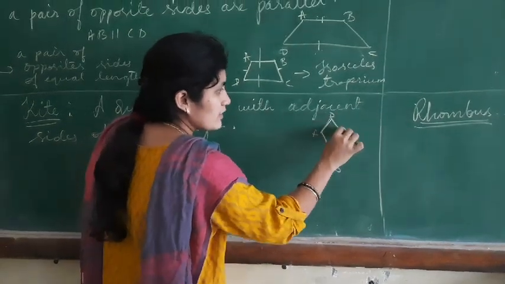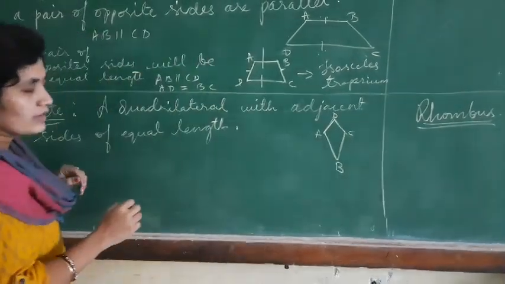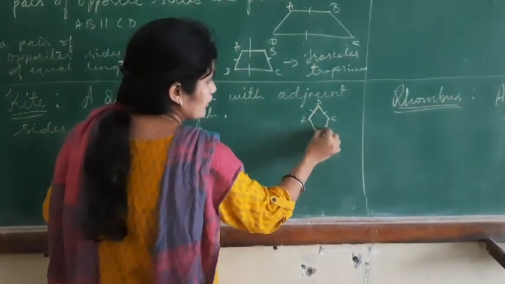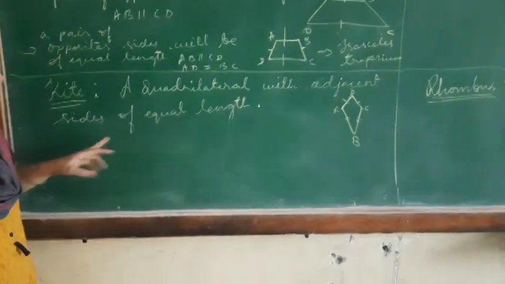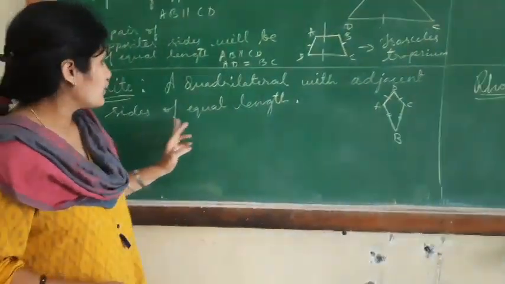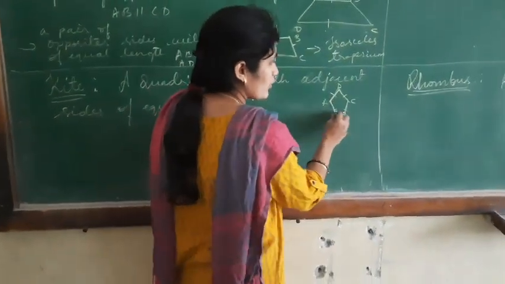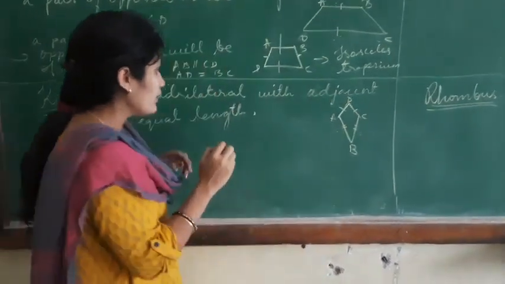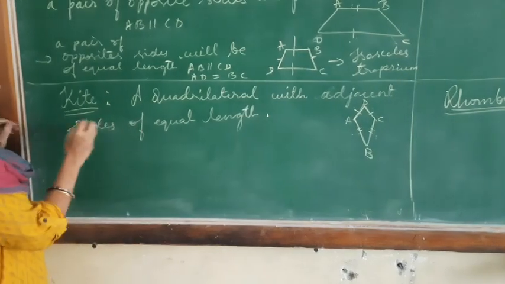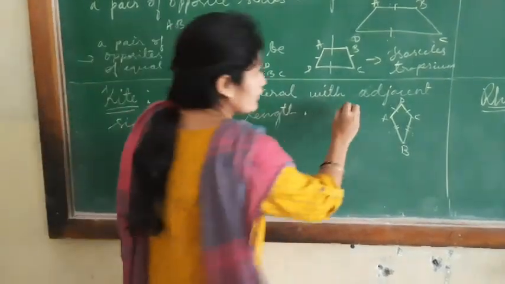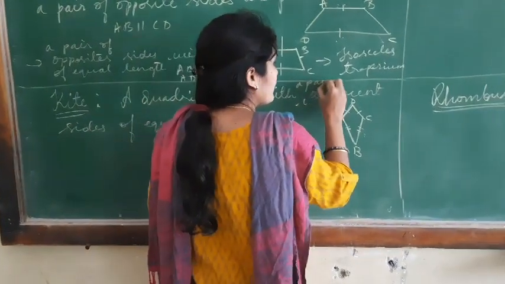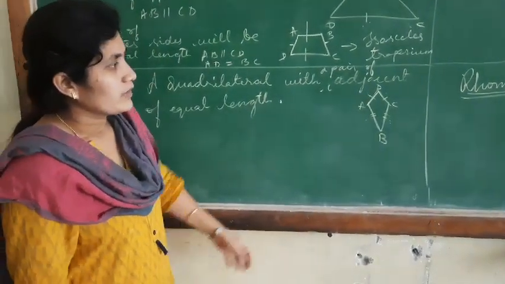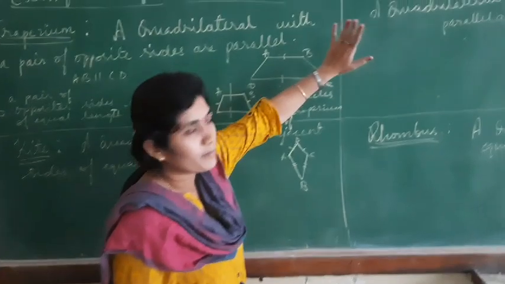AD and CD will be equal in length. AB will be equal to BC. That is, with adjacent sides of equal length. These two are equal because these two are adjacent sides, and these two are equal in length. A pair of adjacent sides equal in length, and this is the kite. Now let us move on to the parallelogram.